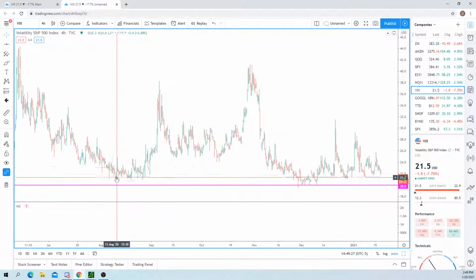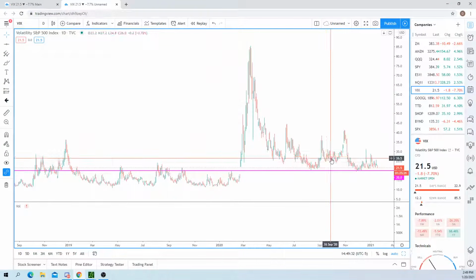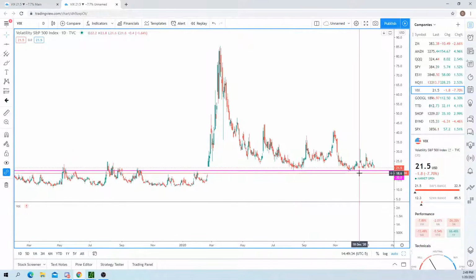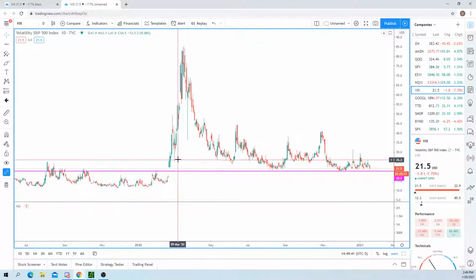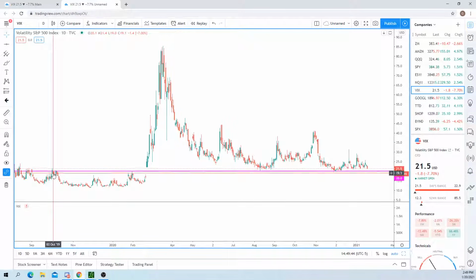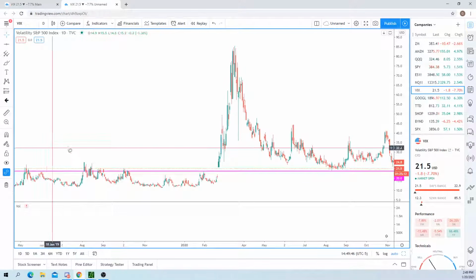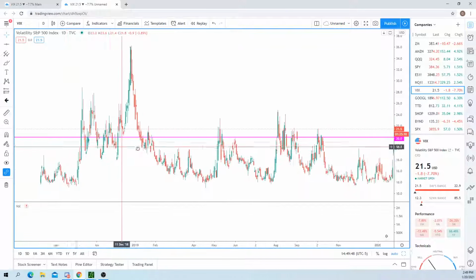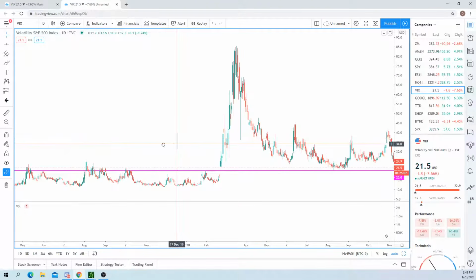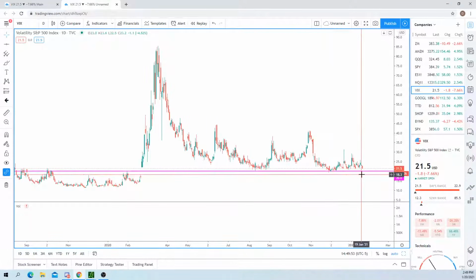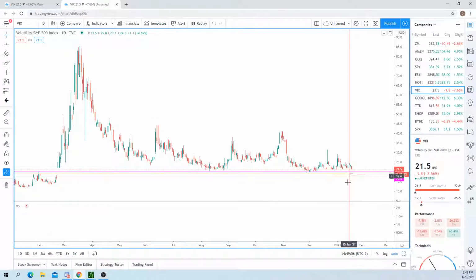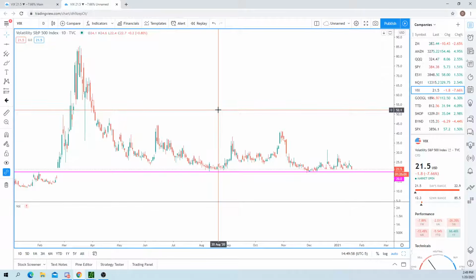You can see here, like I said, this 20 level is very important. Let me go to a daily chart. Okay, so this has been support multiple times. Prior to it being support, it was resistance, right? You see here, acted as resistance there, resistance in this area. So this is a key level for the VIX, and I expect it to find support there if and when it gets tested. So hopefully you guys learned something from this video.